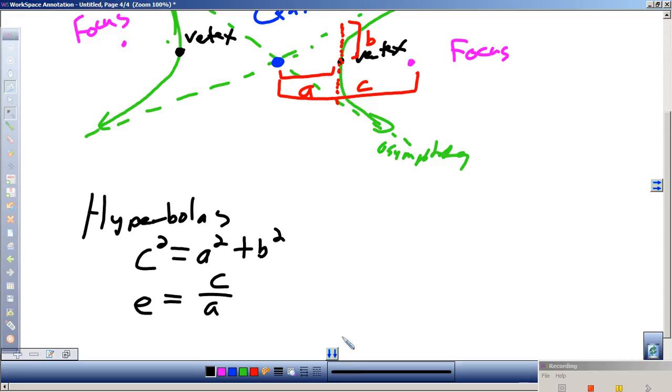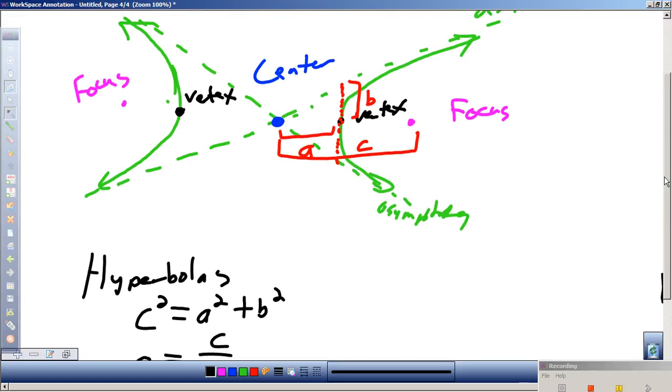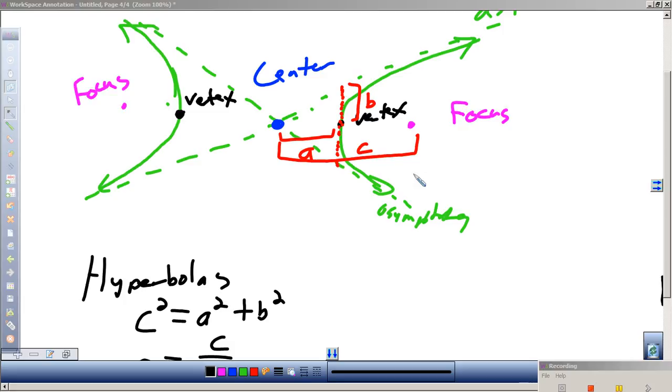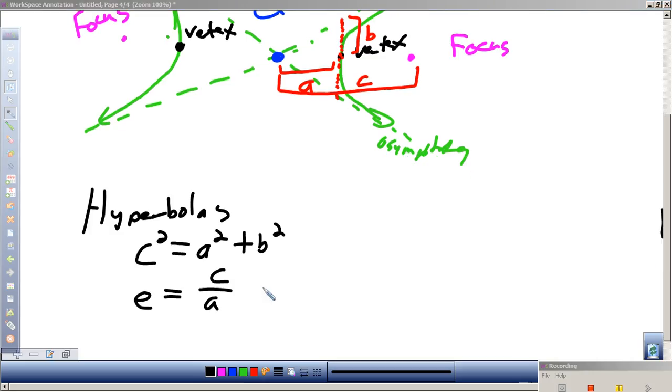When you look at ellipses, which is bigger, C or A? C is bigger than A. Which means what is this going to end up being for hyperbolas?